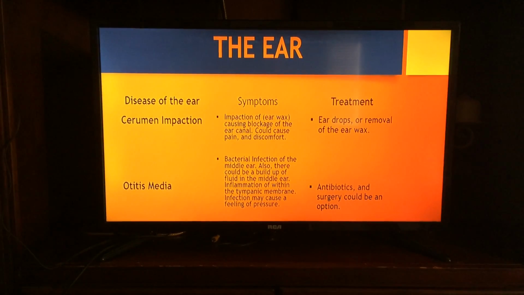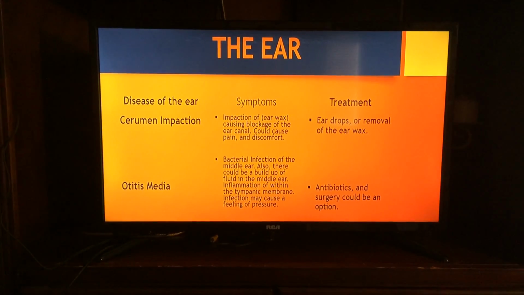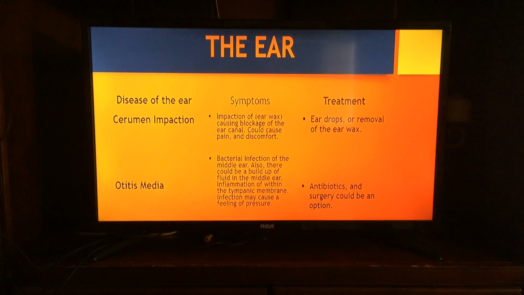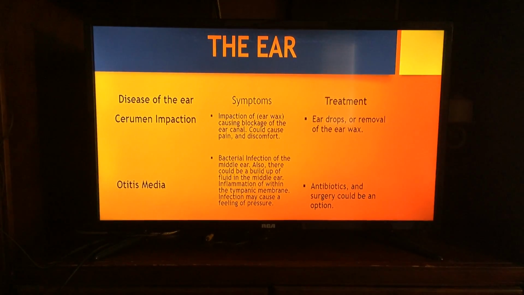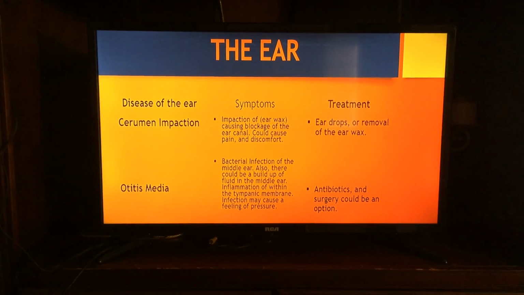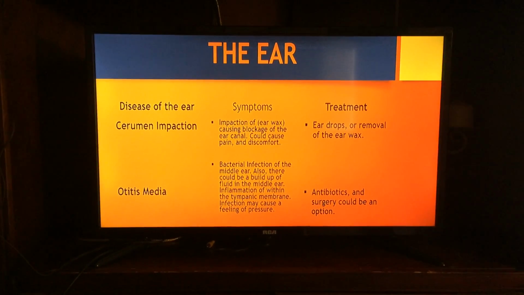Cerumen impaction, simply earwax, causes blockage of the ear canal and could cause pain and discomfort. Eardrops or removal of the earwax would be a treatment. This also could cause hearing loss.